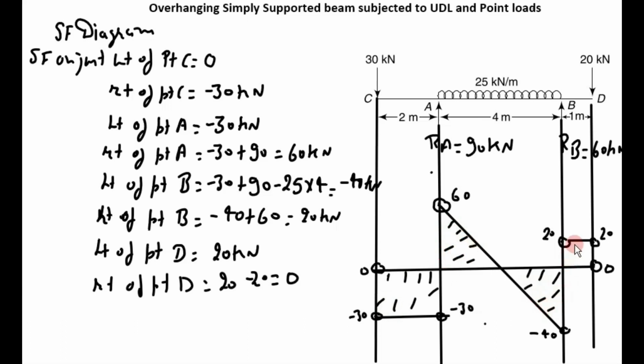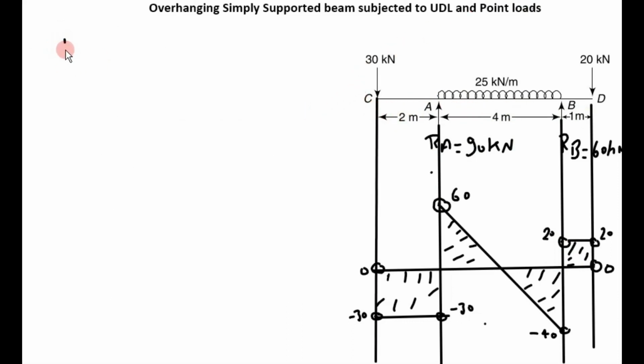Now plot the bending moment diagram. To plot the bending moment diagram, first calculate the bending moment at each point due to their leftward forces. Now the bending moment diagram. So bending moment about point C.